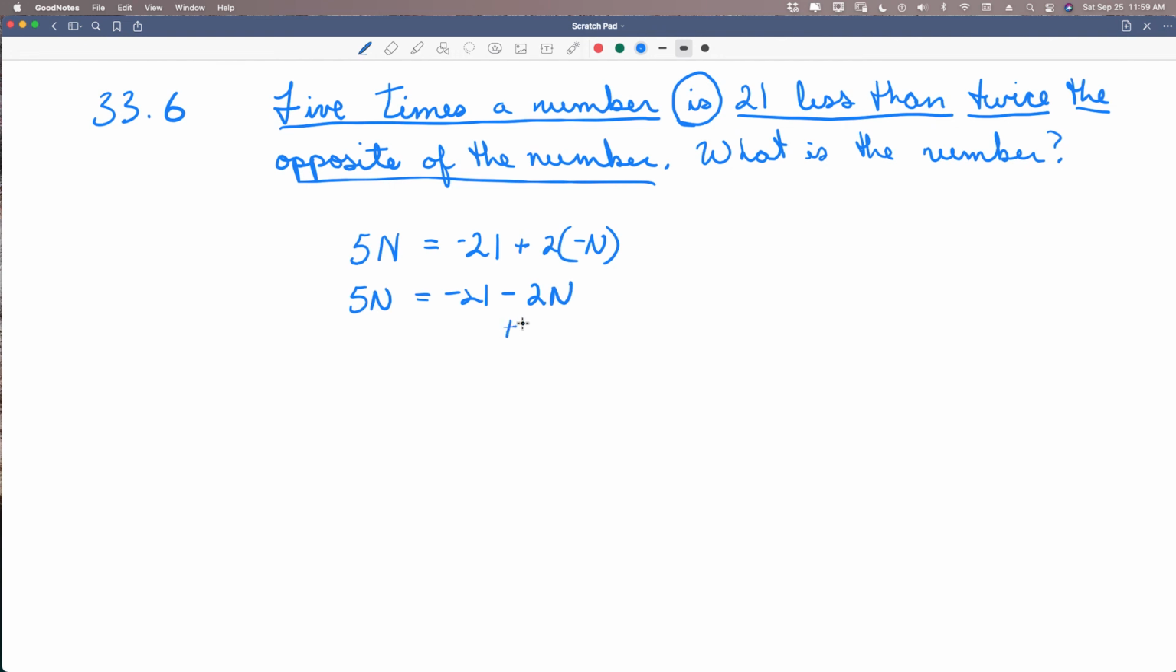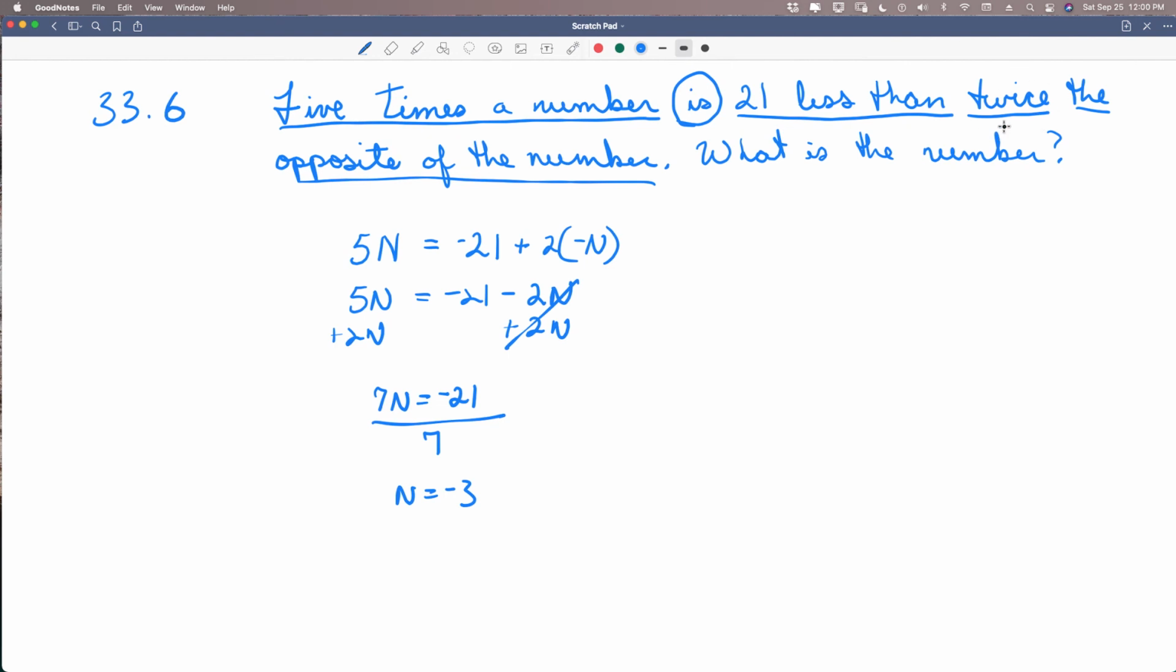All right, let's add to both sides. This becomes 7n equals negative 21. When we divide both sides by 7, n is equal to negative 3. Okay? So that one was pretty straightforward.